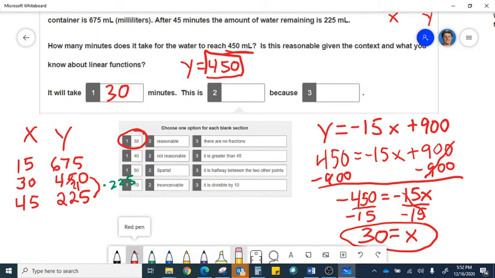And then what's the difference from 675 down to 450? Well, if I just look at the ones, 5 minus 0 is 5. 7 minus 5 is 2. 6 minus 4 is 2. Well, it's the same thing. So I subtracted 225, and I subtracted 225. Guess what? It's halfway between. Is it a reasonable answer? Yes, it's definitely a reasonable answer, because it's halfway between the other two numbers.